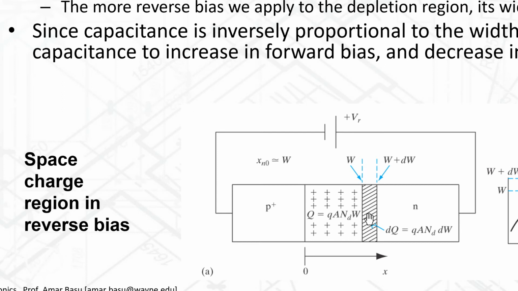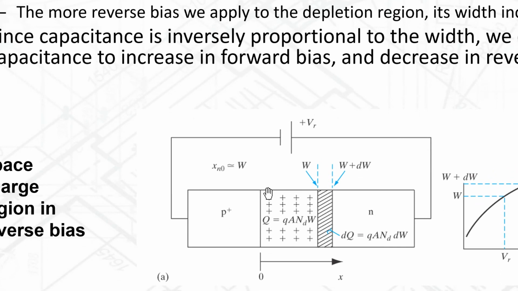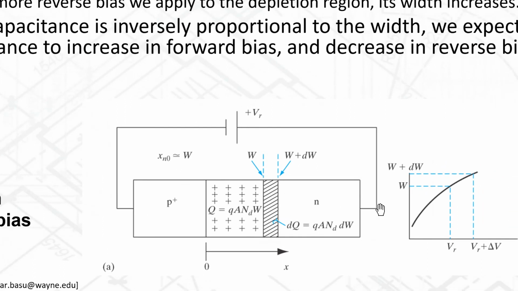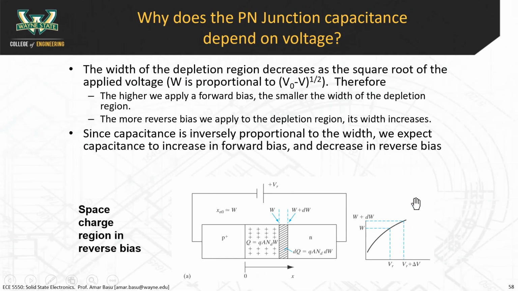What this diagram is showing is that as you increase the reverse bias, this width is going to increase. It's going to go from W to W plus some kind of delta. If you increase the voltage, you'll increase the width, and if you increase the width, you end up reducing the capacitance. But it's not a linear function, just keep that in mind. It's a square root function. That's why it's not a straight line. It's sort of this tapering line.